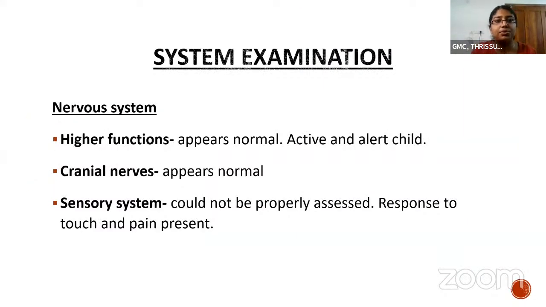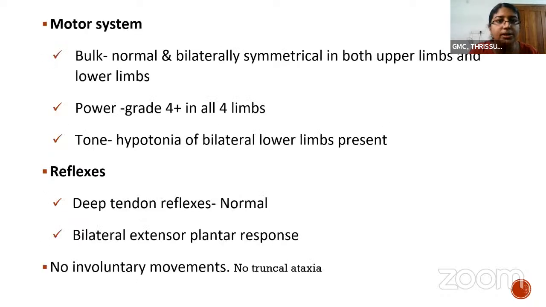Then system examination. Neurological examination: higher functions appear normal. Child was active and alert. Cranial nerves were normal. Sensory system, there is limitation for examination. Response to touch and pain present. Motor system: bulk bilaterally normal and symmetrical in both upper limbs and lower limbs. Power grade 4 plus in all 4 limbs. Tone: mild hypotonia was there. Reflexes: deep tendon reflexes were normal. Bilateral extensor plantar response. No involuntary movements or truncal ataxia.